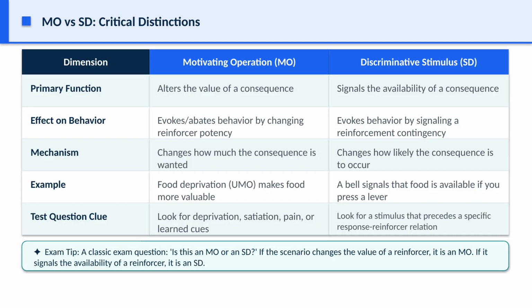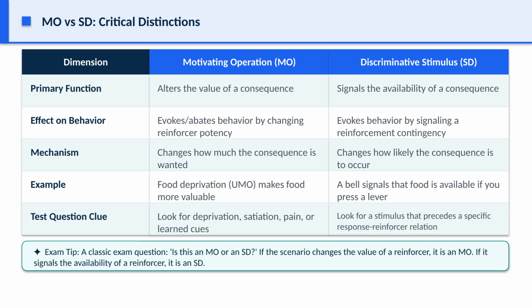Now let's clarify one of the most commonly confused distinctions on the BCBA exam: the difference between a motivating operation and a discriminative stimulus. While both evoke behavior, they do so through entirely different mechanisms. An MO alters the value of a consequence, making a reinforcer more or less potent, whereas an SD signals the availability of that consequence. For example, food deprivation, a UMO, makes food more valuable, increasing the effectiveness of food as a reinforcer. In contrast, a bell, an SD, signals that lever pressing will produce food.